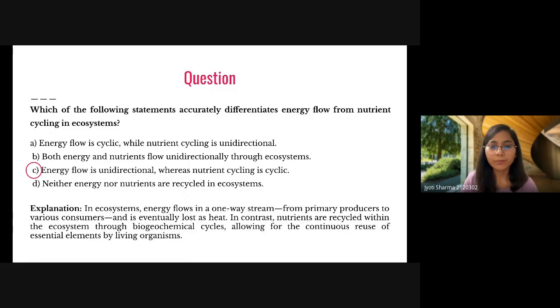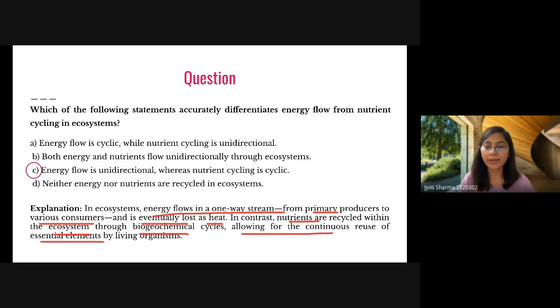unidirectional. So just see here, in an ecosystem, energy flows in a one-way stream from primary producers to various consumers and is eventually lost as heat. But in contrast, nutrients are recycled within the ecosystem through biogeochemical cycles, allowing for the continuous reuse of essential elements by living organisms. So this is how we can differentiate between nutrient cycling and the energy flow. Energy flow will always be unidirectional, and nutrient cycling means we are utilizing it again and again. So this is cyclic in nature.